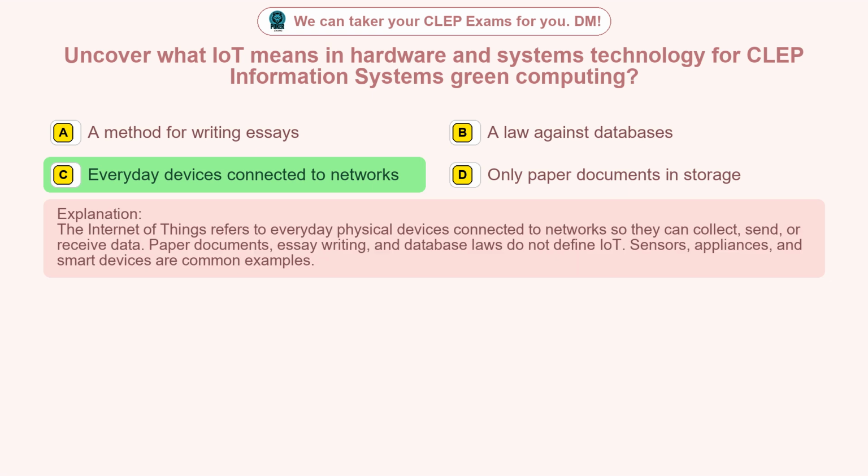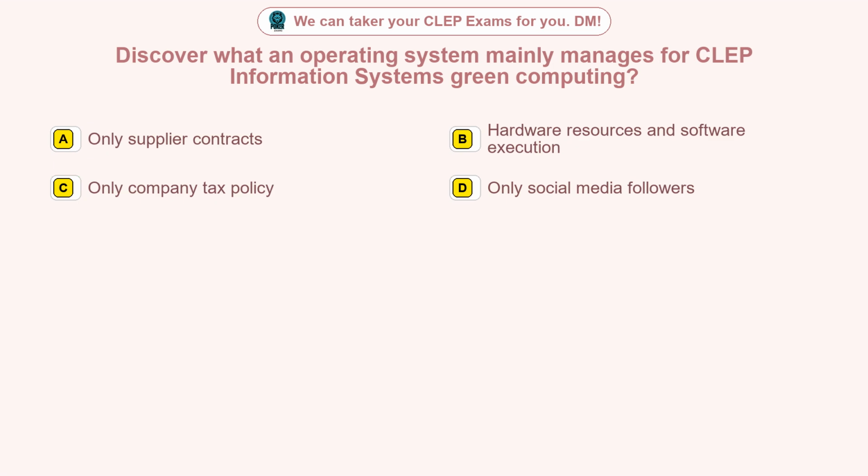The Internet of Things refers to everyday physical devices connected to networks so they can collect, send, or receive data. Paper documents, essay writing, and database laws do not define IoT. Sensors, appliances, and smart devices are common examples. Question 63. Discover what an operating system mainly manages for CLEP Information Systems Green Computing.